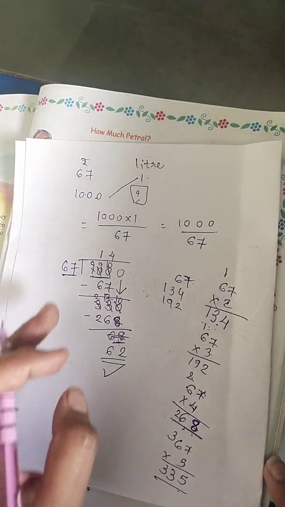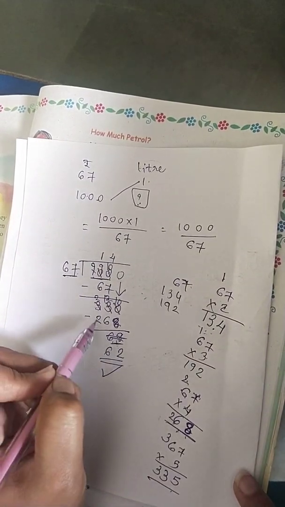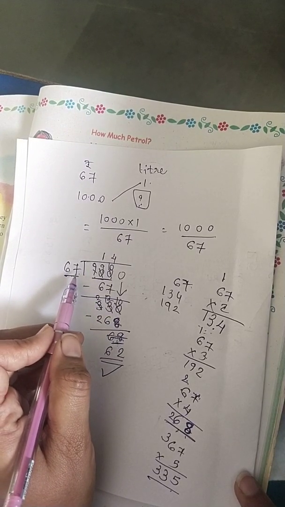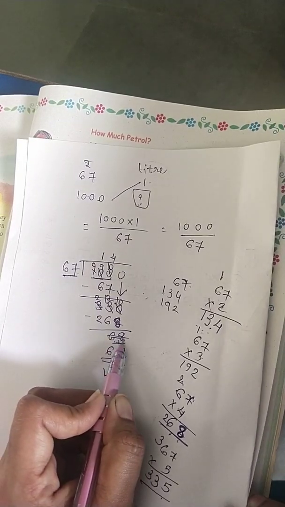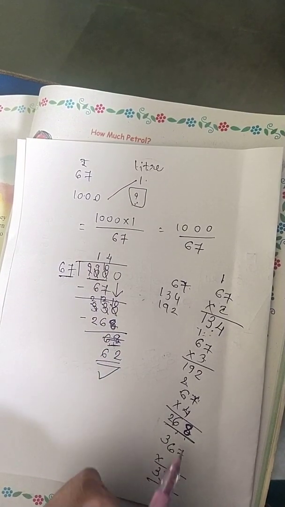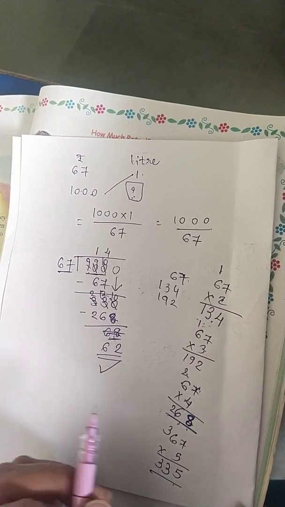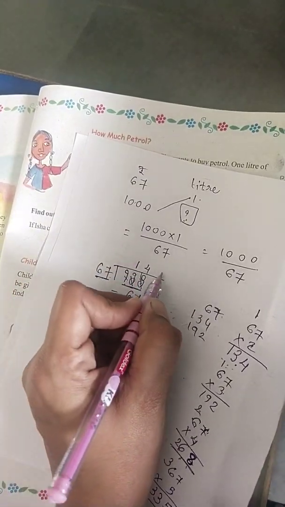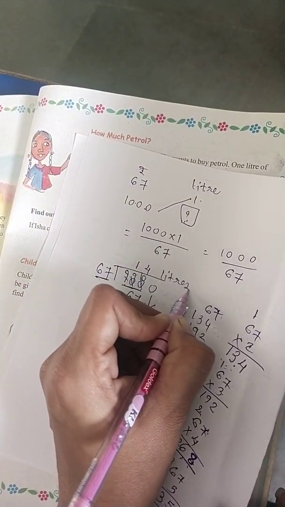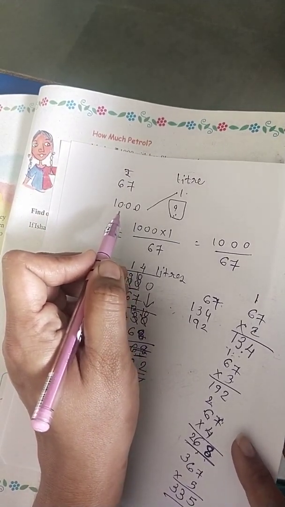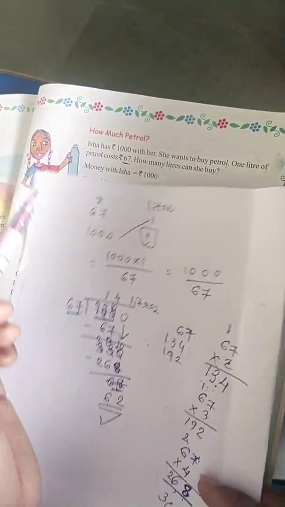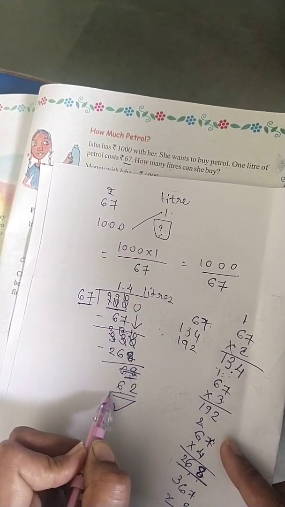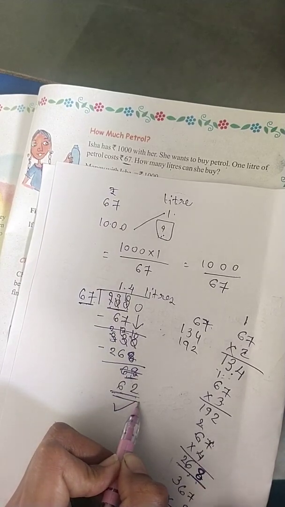Understood, students? So whenever you feel like this, our remainder is never greater than 67. So here 68 is there, so I made some mistake. That's why I checked again. Clear? So here 62 is remaining. So what is the quotient? Yes, 14 liters. Okay. So with 1000 rupees, Isa can buy 14 liters of petrol and 62 rupees is left with her.